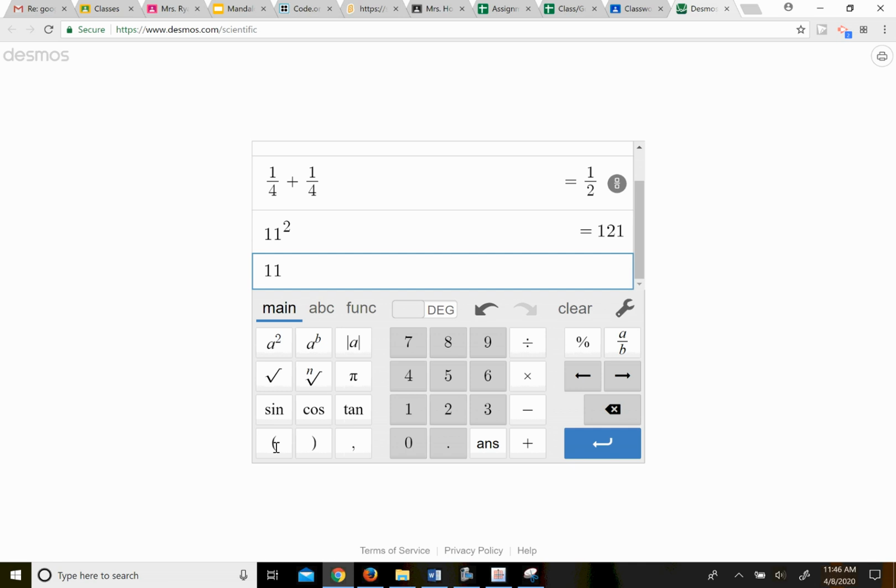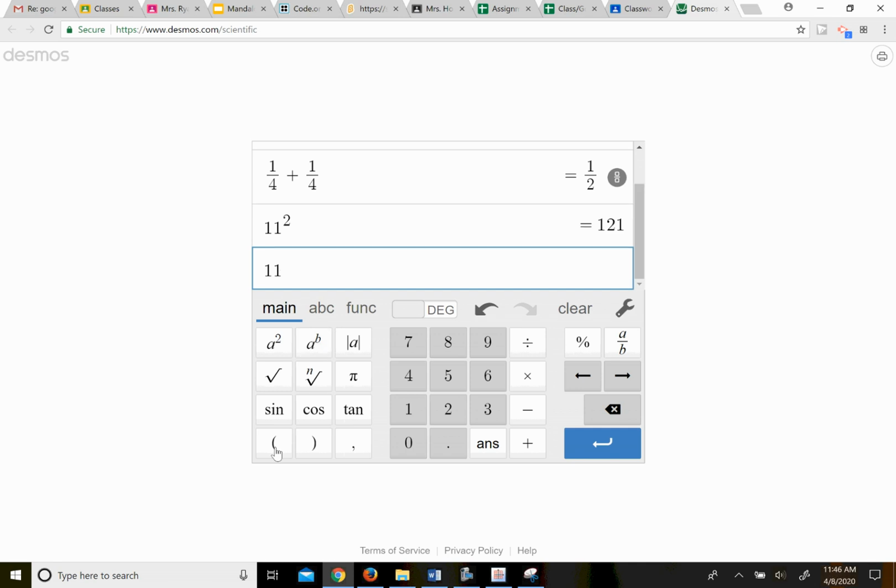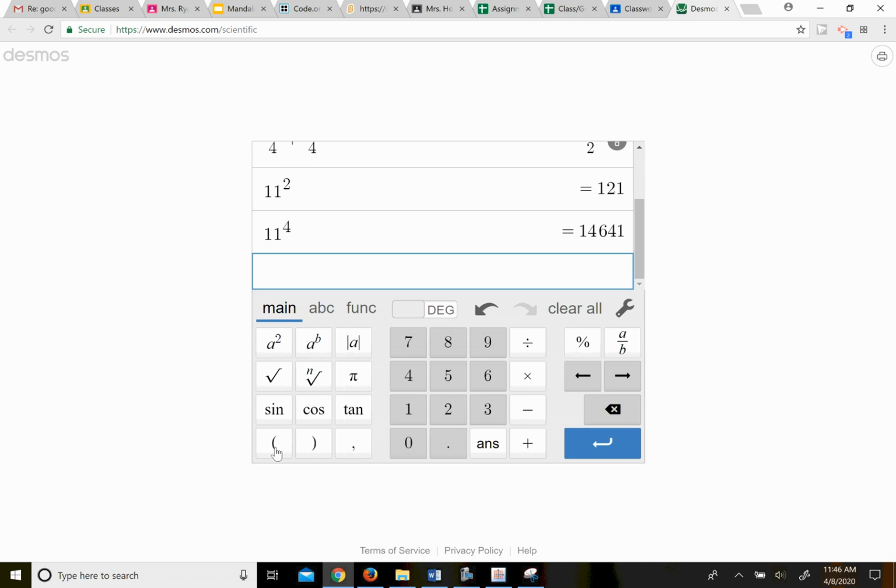Let's say I want to take 11 to the 4th power. I type in the base of 11 and then hit this a to the b power, and see how the cursor moved up to an exponent. 11 to the 4th power is 14,641.